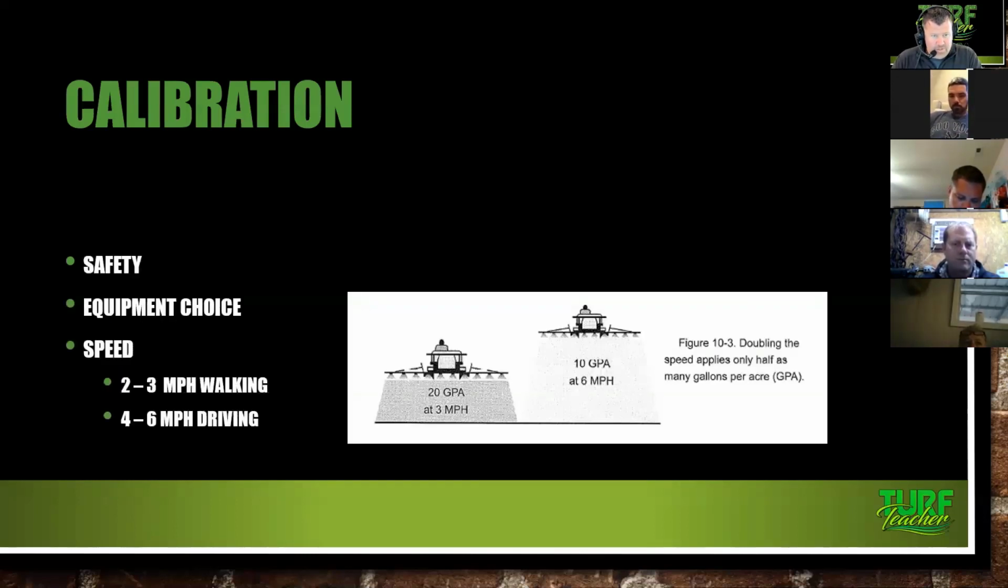All right. So with calibration, it depends on your equipment choice and your speed. Normal people are going to walk around at about 2 miles per hour. If we're riding one of the ride-on sprayers or whatever, we're going to be going around 4 to 6 miles an hour. And so again, we talked about that lunchtime. We may be walking at 3 miles an hour before lunch. We eat that lunch, it gets hotter. We may slow down to 2 miles an hour.